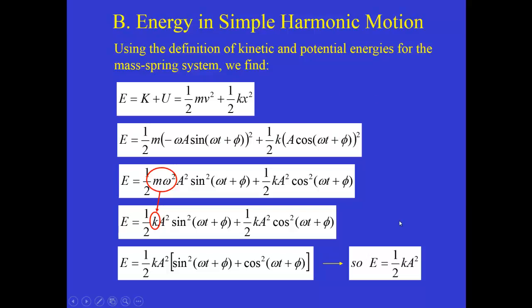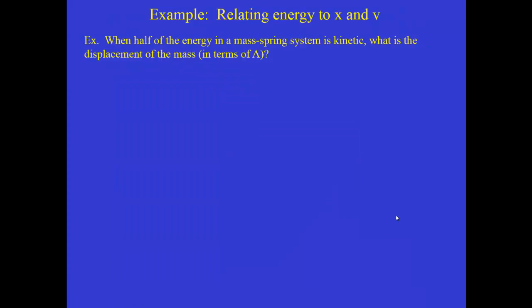The sum of the two is equal to a constant that only depends on the spring constant and on the amplitude of motion. So the larger the amplitude, the more the energy is. The larger the spring constant, the more the energy is. But this total energy is a constant for the system as long as there are no frictional forces that would tend to make the energy go down. So this is an important expression.